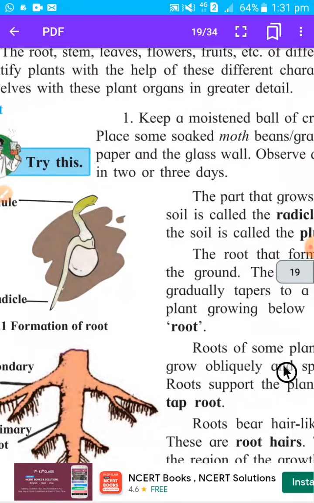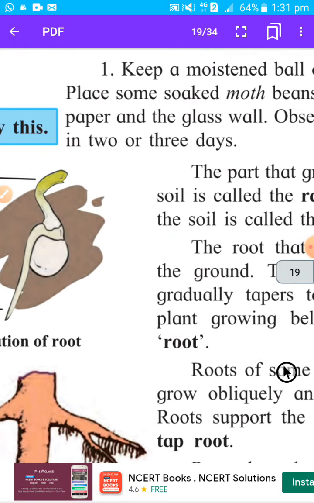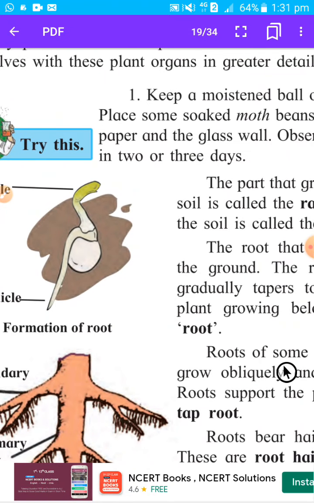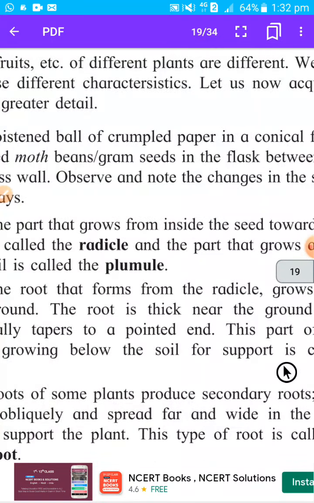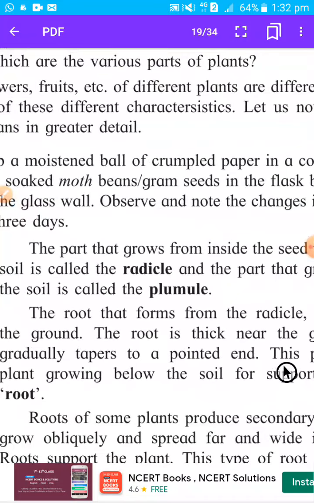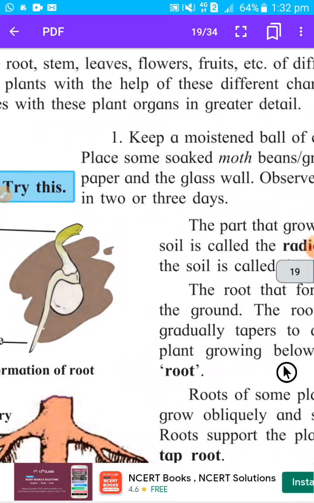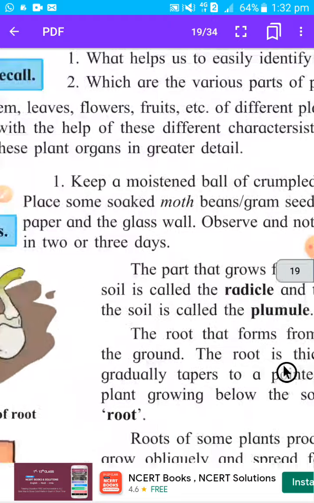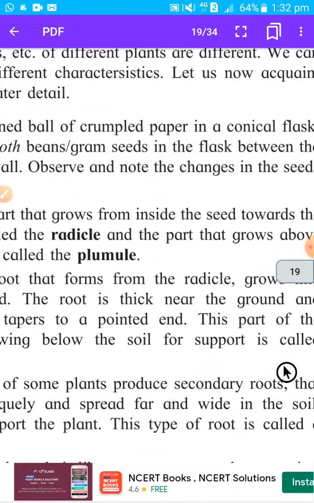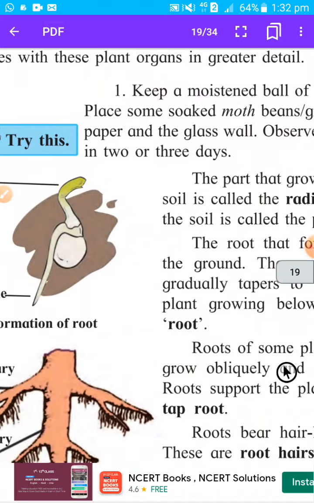With the help of this moisture, these seeds, after soaking properly, will start germinating. You must have seen your mother making usal, matki usal, harbara usal. At that time what does she do? She takes some moth or gram seed and soaks it in water for 10 to 12 hours, and after that, by removing the water, after 12 hours, these seeds start germinating. So the same experiment is here. Observe and note the changes in the seeds in 2 or 3 days.